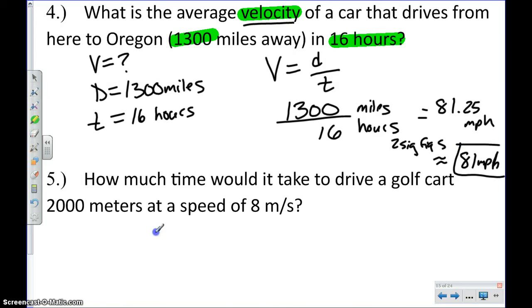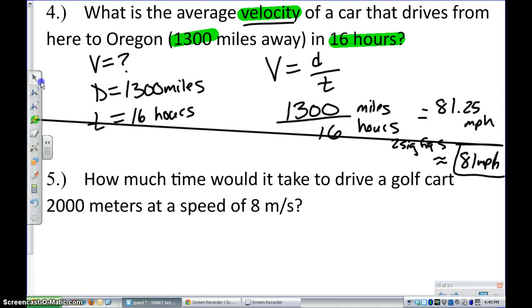So how much time would it take to drive a golf cart 2,000 meters at a speed of 8 meters per second? I have no idea what that is, but it needs to go away. What is going on with that line? Let's see if I can get rid of that.